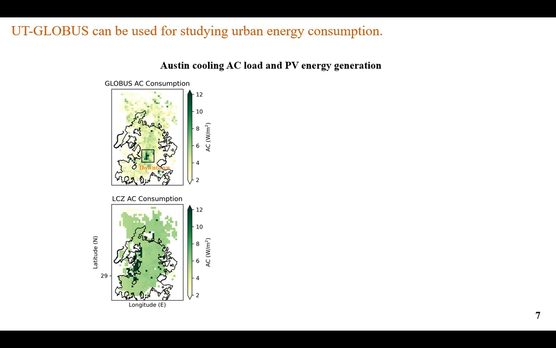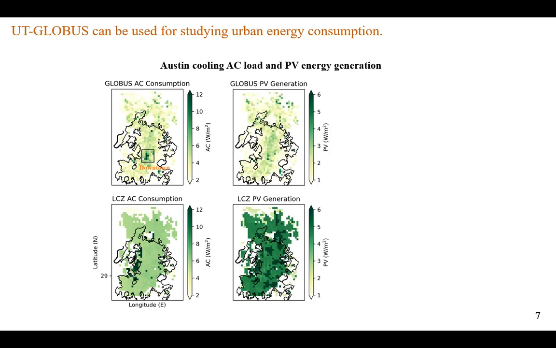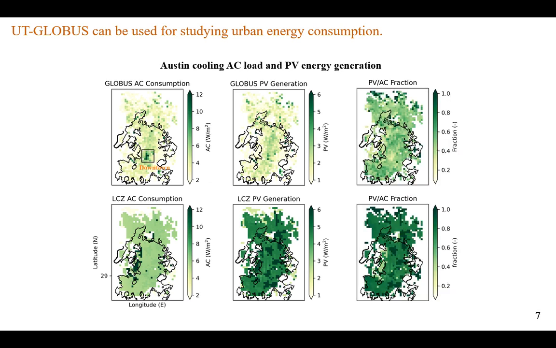Plus, at the downtown, where you have taller buildings, we see that the energy required for cooling is much higher, which is really stable. The same goes for PV energy generation. And we also calculate the fraction of PV energy generated that can be used for AC cooling.